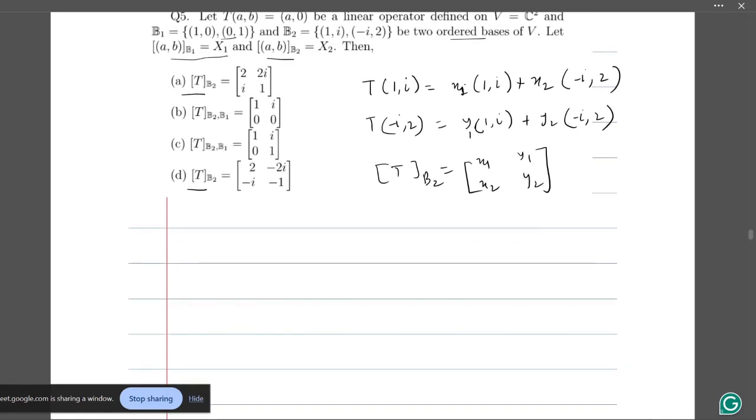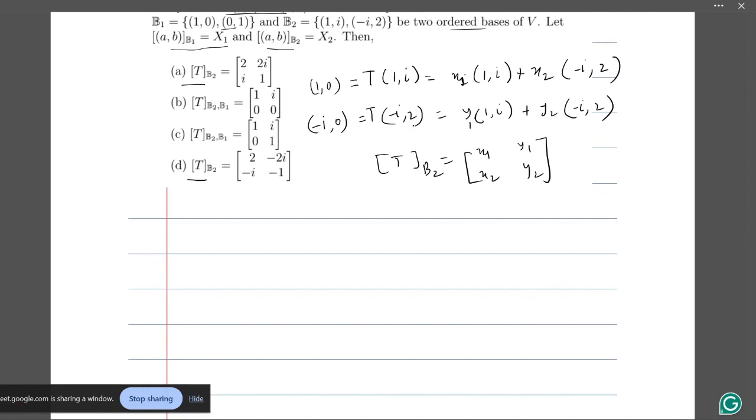So let's calculate what X1, X2 are. T of (1, i) is (1, 0). From this definition, T of (-i, 2) is (-i, 0). So the first equation says X1 minus i X2 is equal to 1, and i X1 plus 2X2 is equal to 0. From here, we want to calculate the values of X1 and X2.